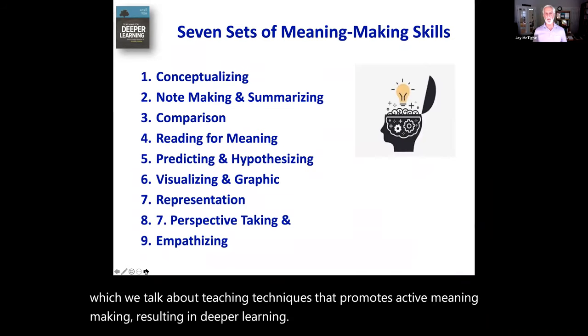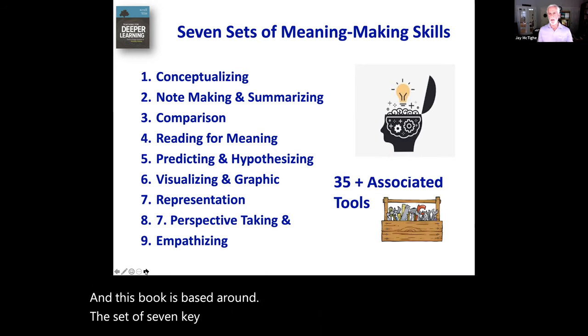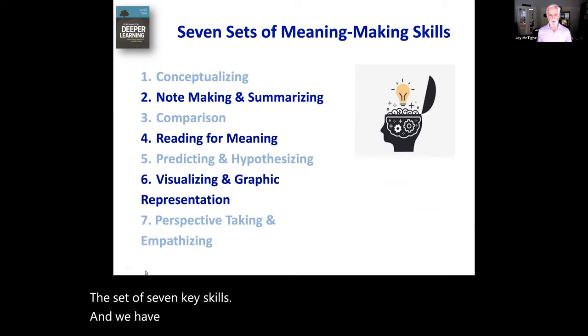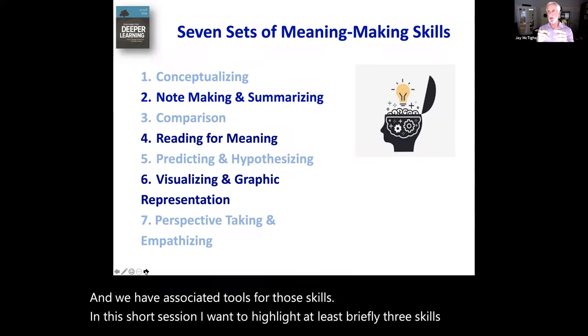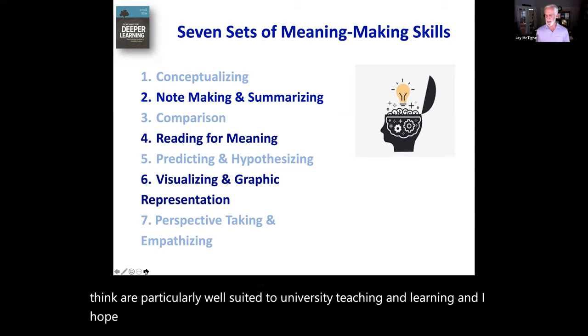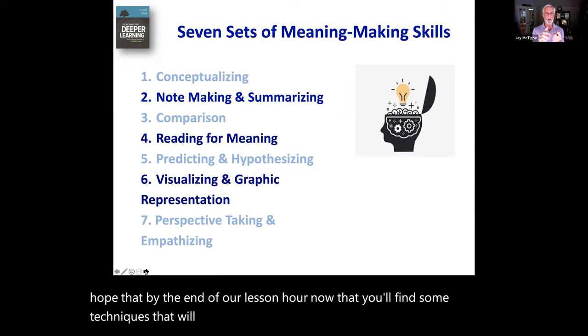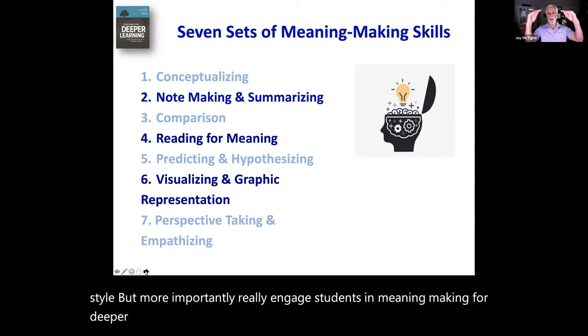And this book is based around a set of seven key skills. And we have associated tools for those skills. And in this short session, I want to highlight at least briefly three skills that I think are particularly well-suited to university teaching and learning. And I hope that by the end of our less than hour now, you'll find some techniques that will be practical and that you think will fit your teaching style, but more importantly, really engage students in meaning making for deeper learning. So I'm going to look at note making and summarizing as one technique.